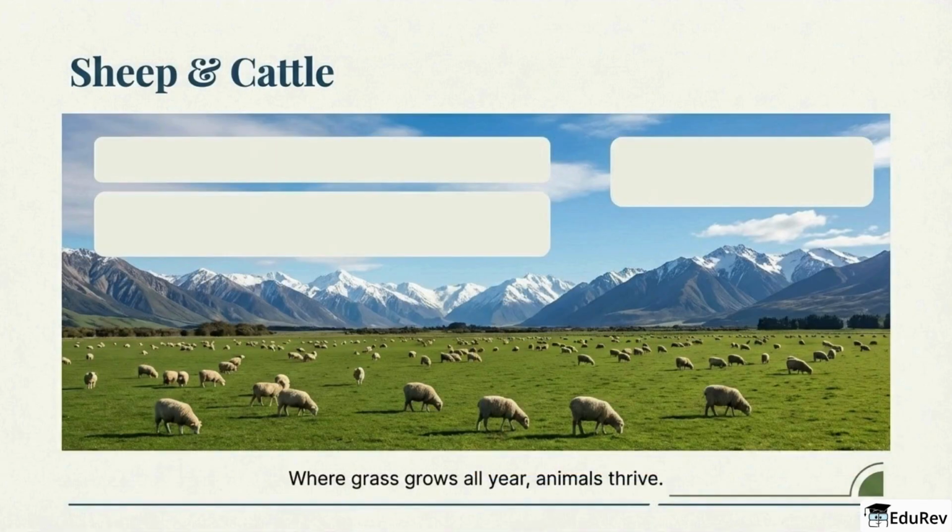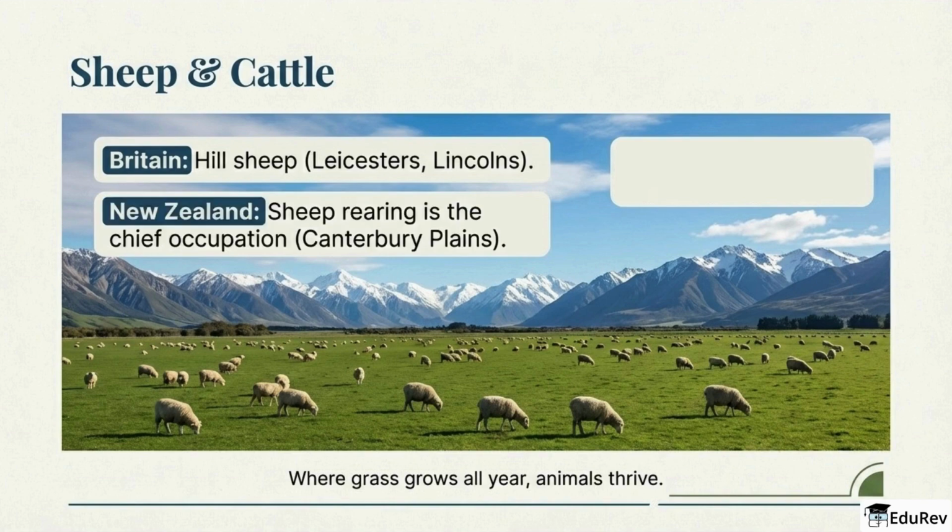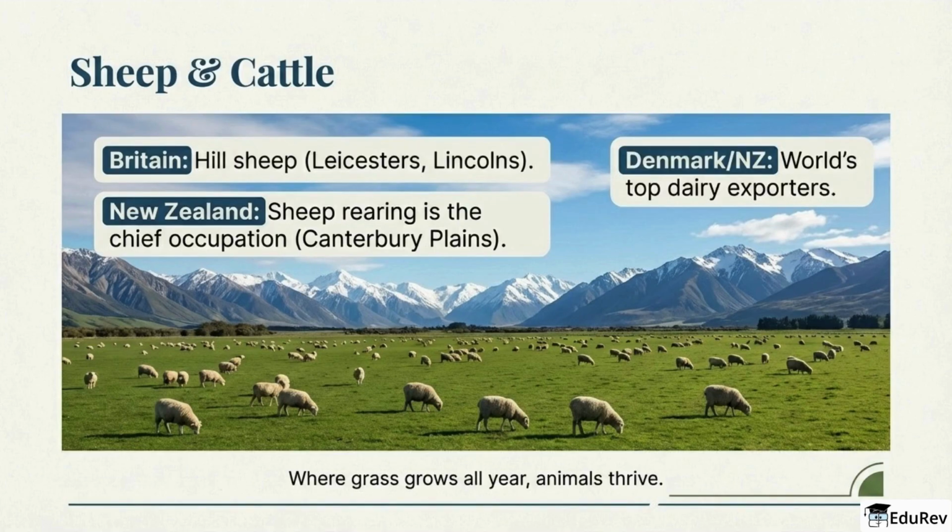Now livestock. Where grass grows for most of the year, animals do well. That is the basic rule. In Britain, hill sheep are important, especially breeds like Leicesters and Lincolns. In New Zealand, sheep rearing is described as the chief occupation, especially in the Canterbury Plains. And when it comes to dairying, Denmark and New Zealand stand out as major exporters. This is exactly what you would expect from a mild, moist climate with long grazing periods. Good grass means strong sheep and cattle economies.